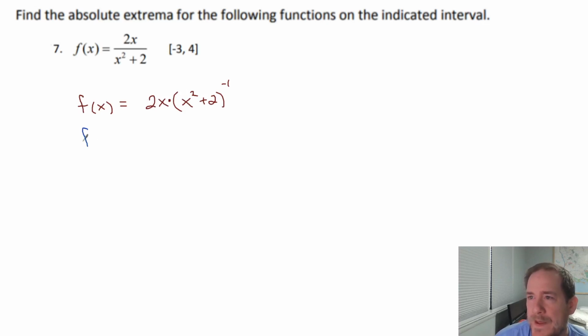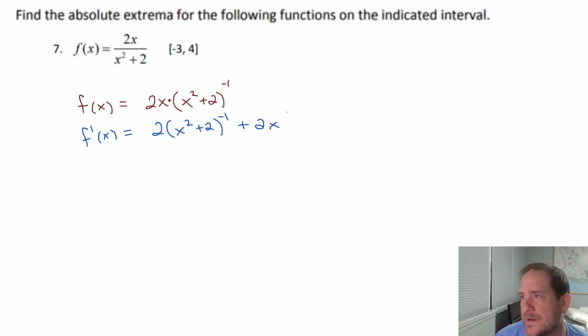That's okay. But for the first derivative, I'm going to go to town on this and say derivative of this is 2, and then this guy we leave alone. Then I'll add to that, I'll leave alone the 2x, and I'll differentiate this guy. So I multiply by the -1, and I get x squared plus 2. I drop that power by 1, so it goes down to -2, and I chain rule out a 2x.